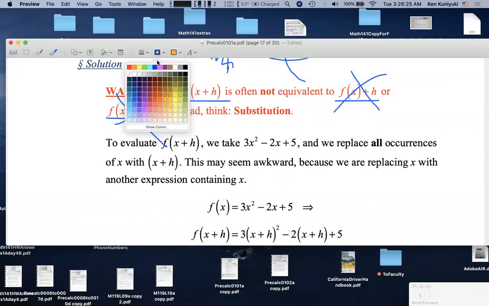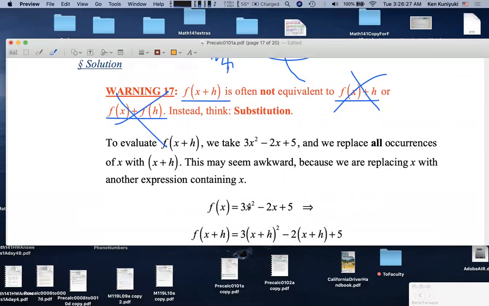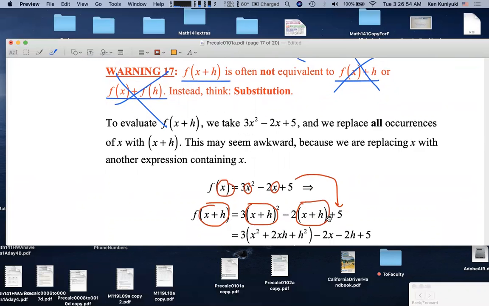Well, again, substitution. Every time you see an x, you replace it, you substitute it with the quantity x plus h in grouping symbols. Here we have an x. Here you put parentheses, x plus h. The plus 5 just carries over. All right. Substitution. Every time you see an x, you substitute it with the quantity x plus h.